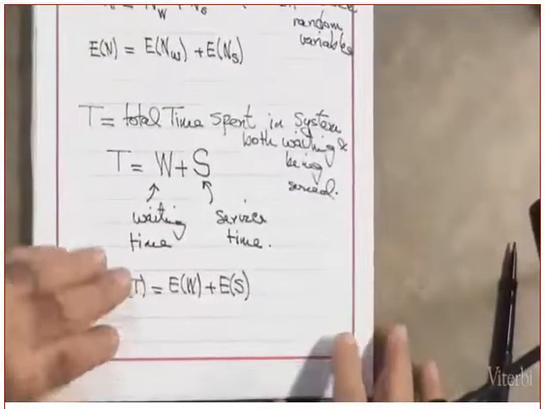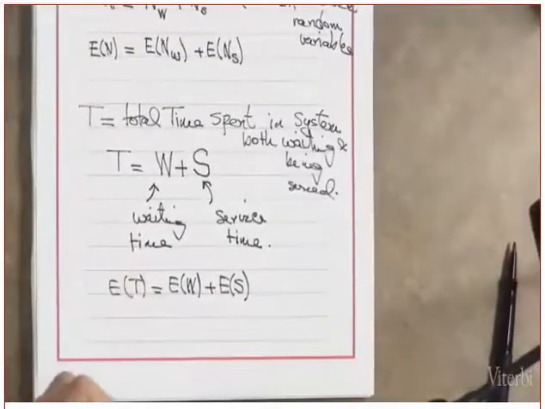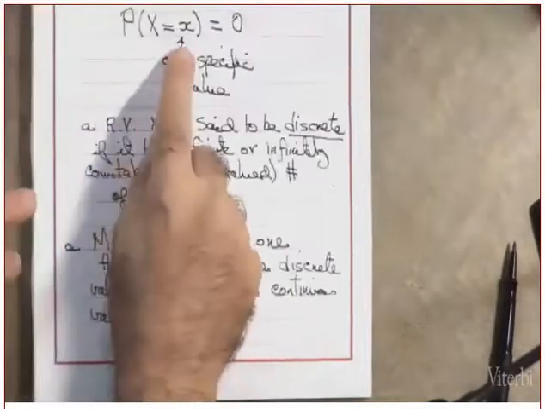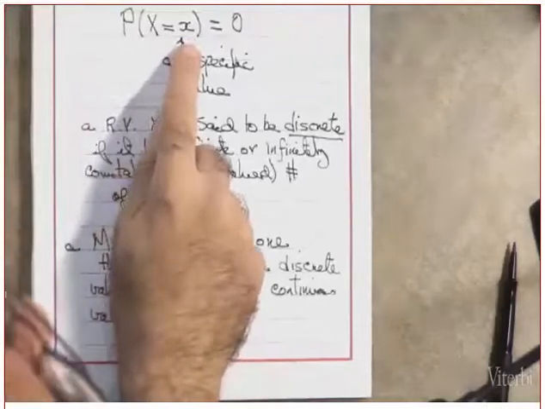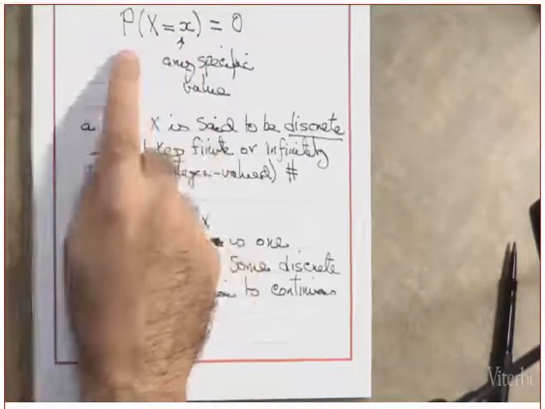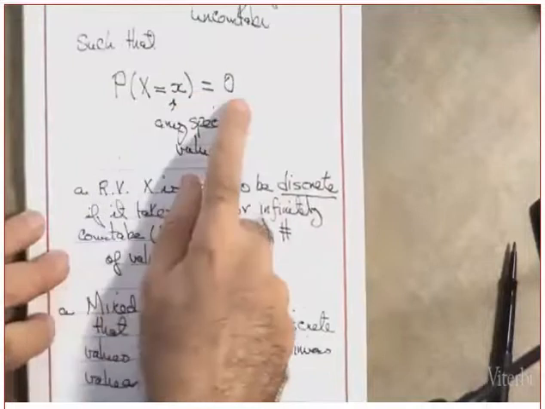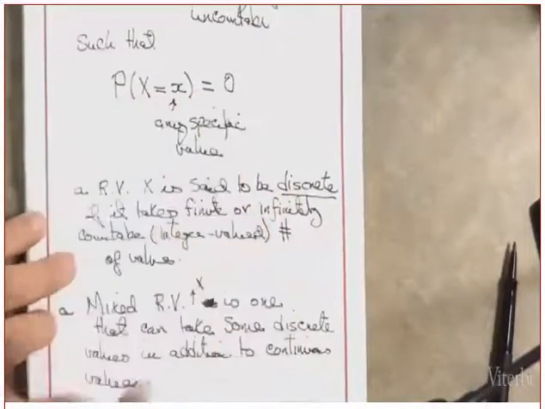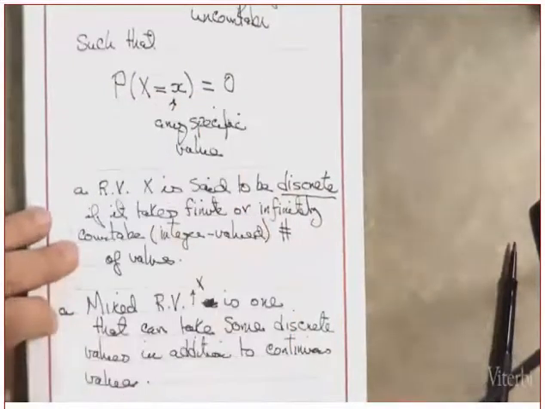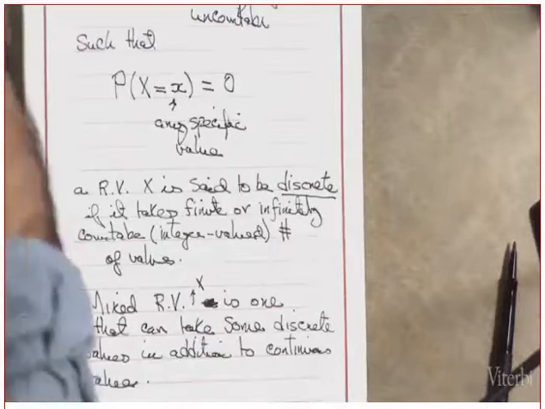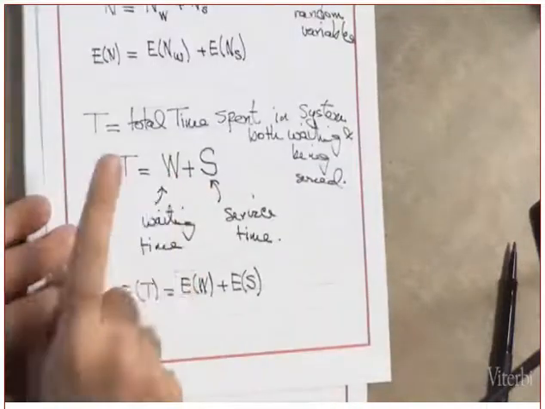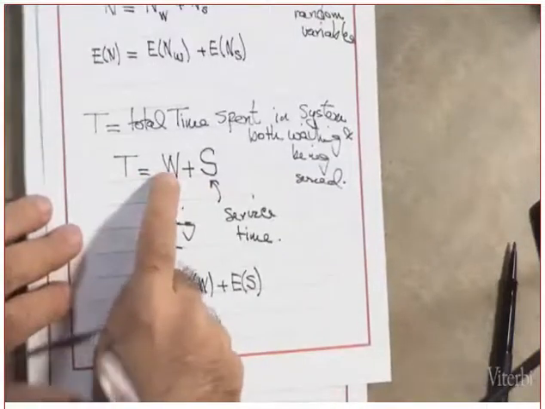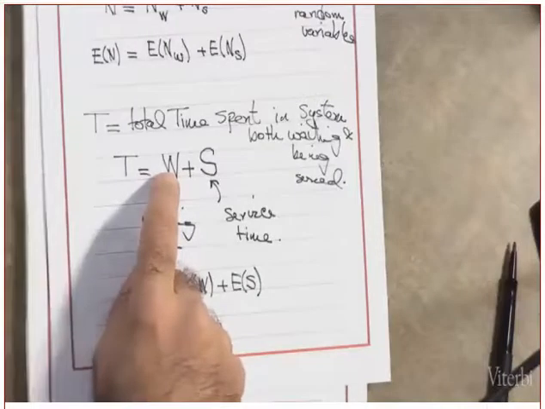Concentrate. A continuous random variable is one for which the probability that X equals any specific value small x is equal to what? 0. For any x. Clear? Waiting time. Notice, by the way, if the waiting time is 0, which means the queue is empty when the packet arrives.